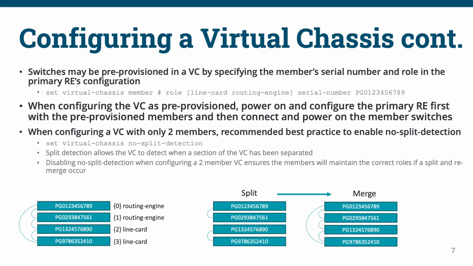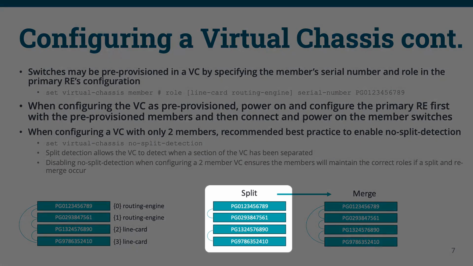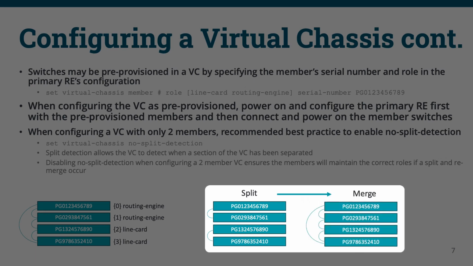A possible situation that can occur is if 2 VC port failures occur, part of the virtual chassis can become isolated from the other part. This can cause significant issues if the switch is performing any Layer 3 functions, as both sections will operate independently with the same configuration. By default, a feature is enabled called split detection that will allow the switch to detect when this situation happens and be able to gracefully merge the two parts of the VC back together once reconnected.